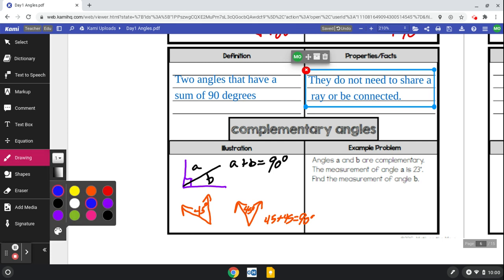Now let's look at the word problem. Angles A and B are complementary. So that right there is my key word to tell me it's 90 degrees. The measurement of angle A is 23. Find the measurement of angle B. So they're the sum, so we always would have to add. So 23 plus angle B is going to equal our 90. So we subtract our 23, and B equals 67 degrees. So angle B equals 67 degrees.